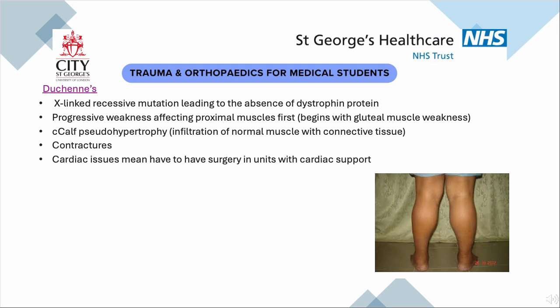Duchenne's muscular dystrophy is an X-linked recessive mutation which leads to the absence of dystrophin proteins. And how it affects the child is its progressive weakness, which affects the proximal muscles first, usually the gluteals. And because of that, they get hypertrophy of their calf muscles, and the calf muscles are infiltrated with abnormal connective tissue. The reason why I see them often is because they get calf contractures, but they tend to need to be under a unit with cardiac support, because obviously Duchenne's affects their heart as well.